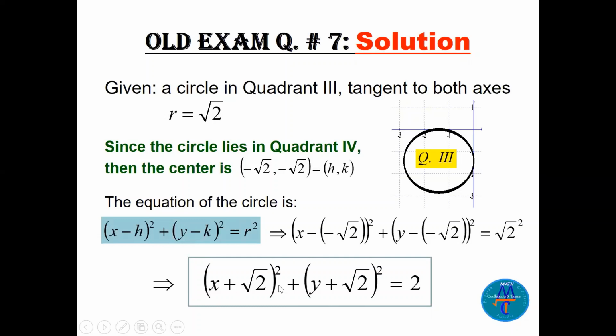Look at the final equation here. X plus square root of 2 squared, y plus square root of 2 squared is equal to 2. This is the circle here. That's the equation of the circle.